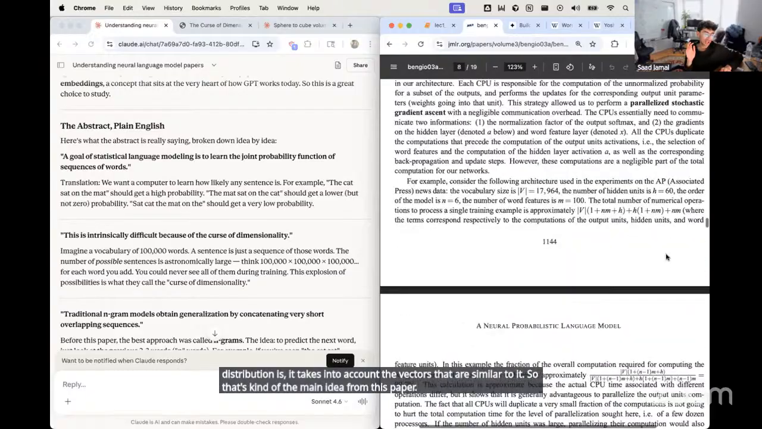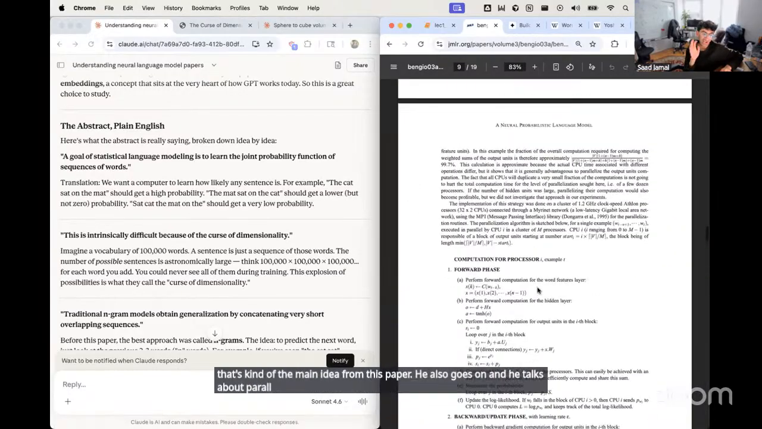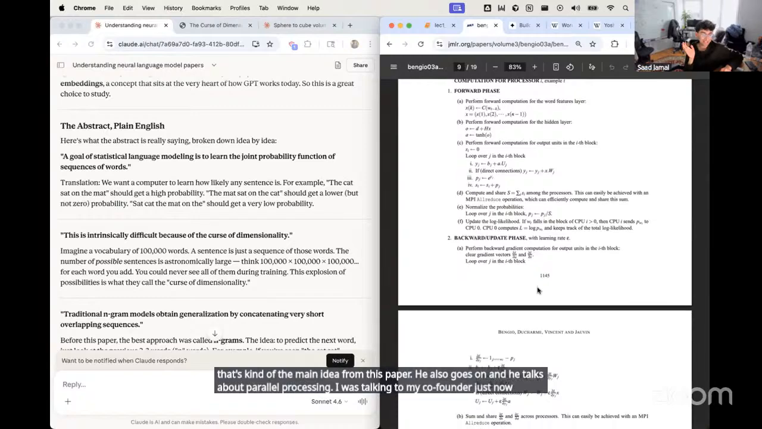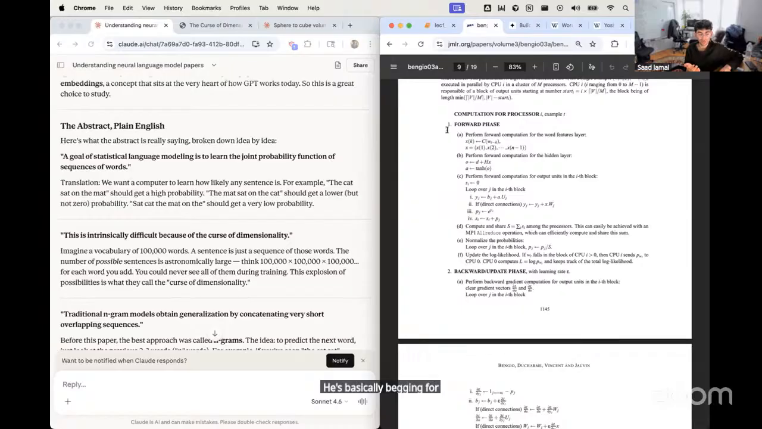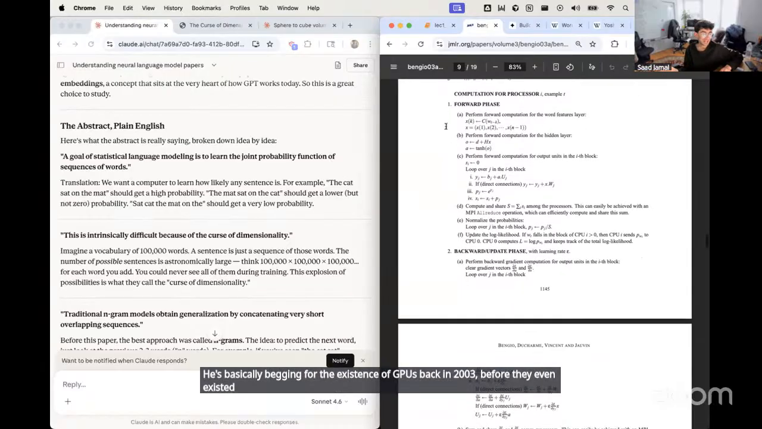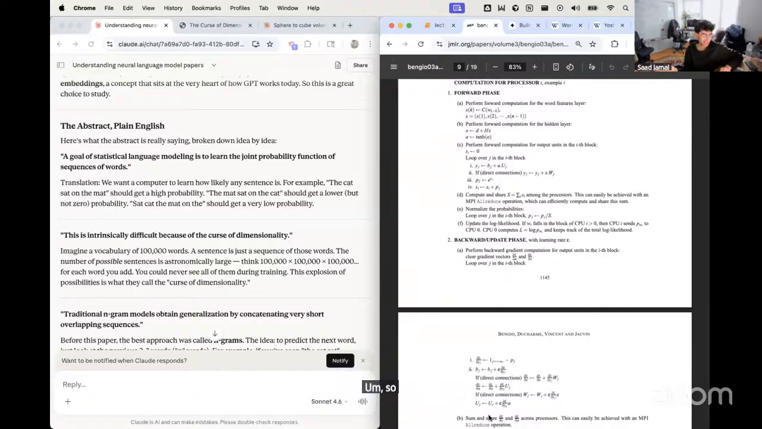He also goes on and talks about parallel processing. I was talking to my co-founder just now about how interesting this is to see. He's basically begging for the existence of GPUs back in 2003, before they even existed. So yeah, but I'm kind of nerding out.